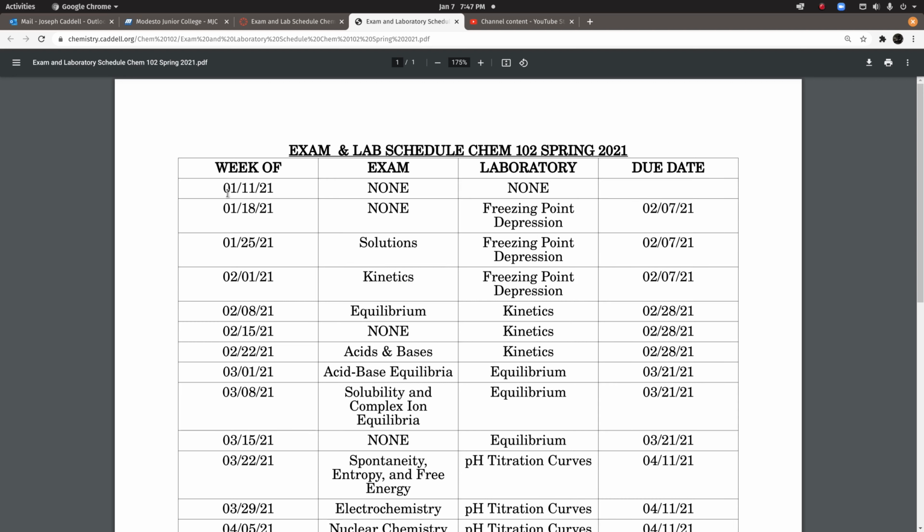So the week of January 11th, the first week of school, there is no exam. This tells you what the exam's on that week. And this tells you what laboratory you should be working on and what you'll have the information for. And there's nothing the first week. And this is the due date for the labs. The second week of class, again, no exams yet. You should start working on the freezing point depression lab. And again, I have a separate video on the labs for you. The freezing point depression lab is due on February 7th at midnight, basically. And then the next week we have our first exam, and it's on solutions.